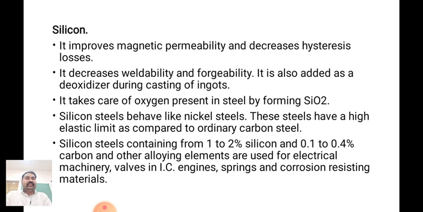It decreases the weldability and forgeability. It is also added as a deoxidizer during casting of the ingot. That ingot means a mass of molten metal which has started the solidification.